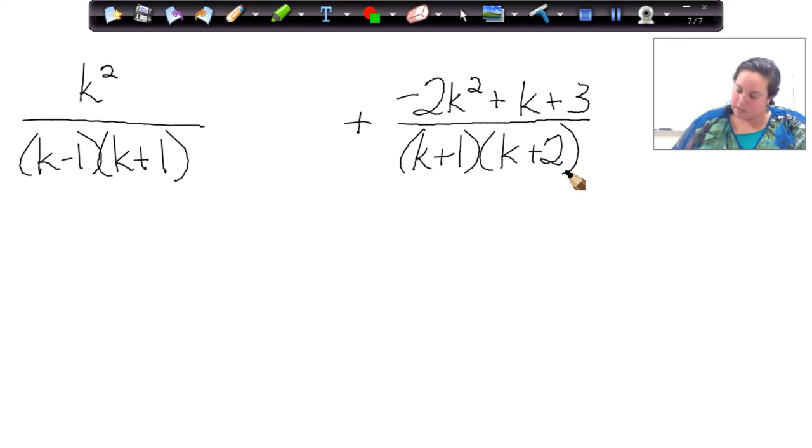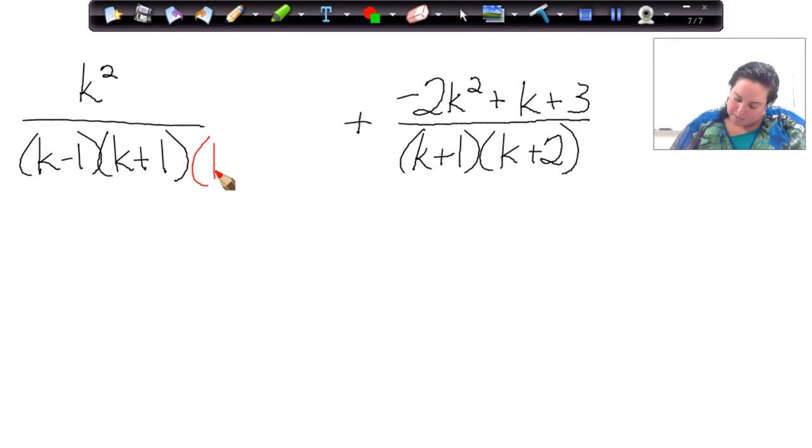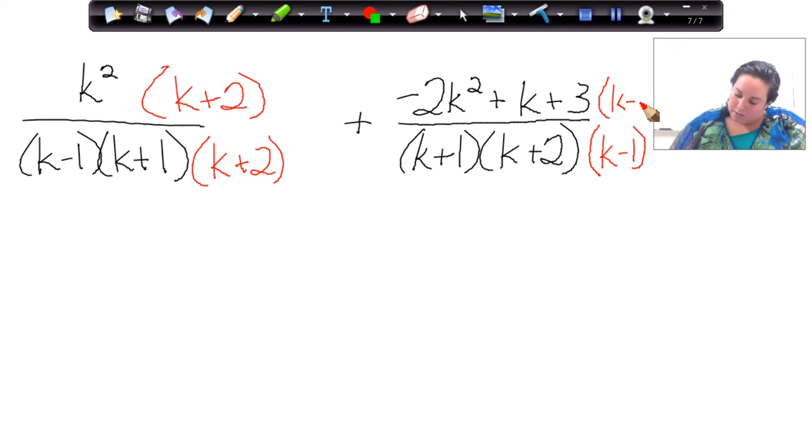Now let's use our least common denominator. In this one, we were missing the k plus 2 part. So if we're going to multiply in a k plus 2 in the denominator, we need to do it in the numerator as well. And over here, we're missing a k minus 1, so if we multiply that in on the denominator, we need to multiply it in on the numerator as well. I'm going to put some parentheses around this numerator so you can remember to distribute.